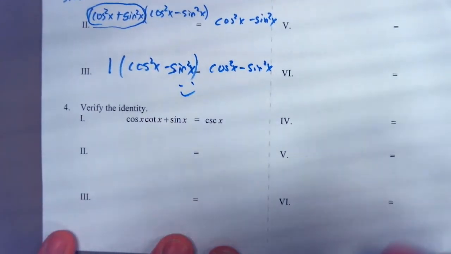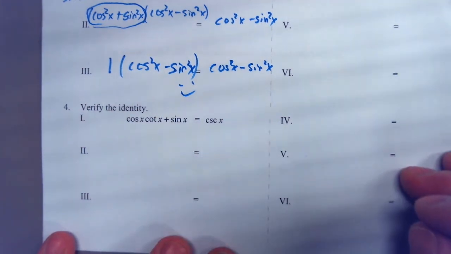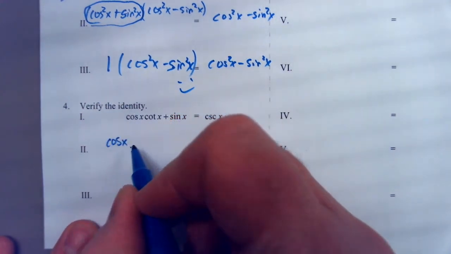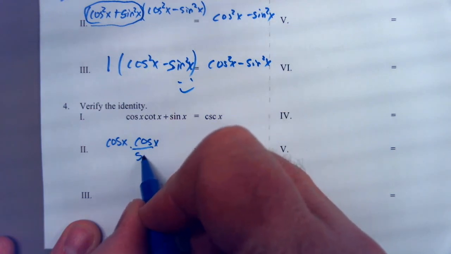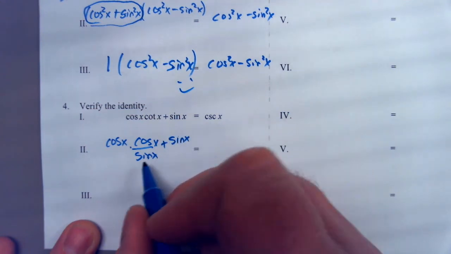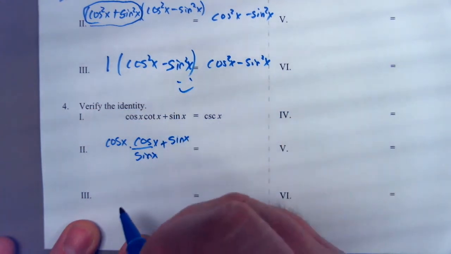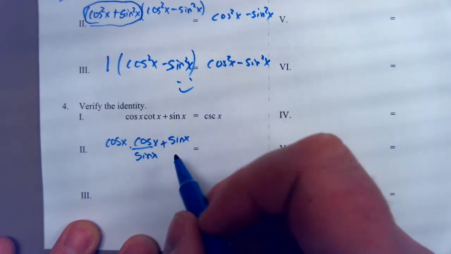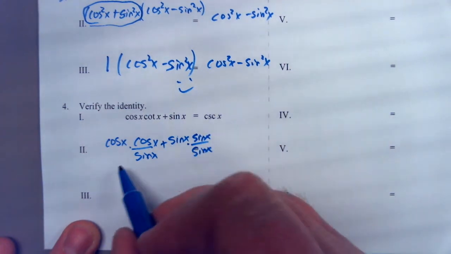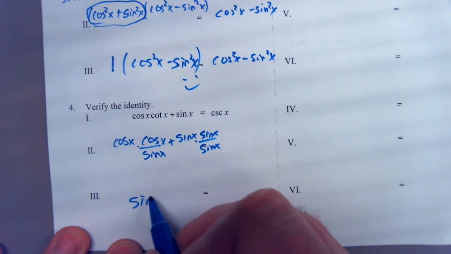For number 4, we're going to have the cosine x, cotan x plus the sine x is equal to the cosecant x. Again, we're going to work with the left side of this to make it look like the right. First thing I want to do is rewrite this as the cosine x times the cosine x over the sine x, replacing the cotan with what cotan is equal to. And because this has a denominator of sine, I want to get this one with a denominator of sine so that we can write it as a common denominator. So I'm going to multiply it by sine over the sine. And now I have a common denominator of sine.